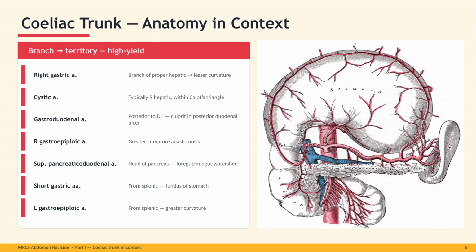So when an examiner points anywhere on the stomach and asks for the blood supply, you can build it up logically. Lesser curve, from left and right gastric. Greater curve from the two gastroepiploics. Fundus from short gastrics. One coherent story.